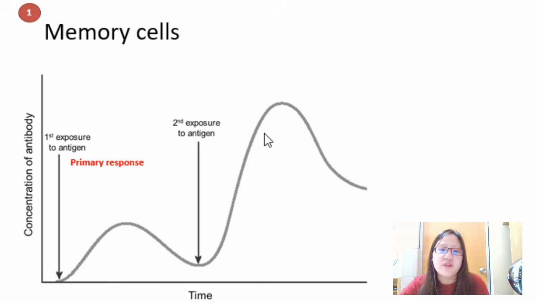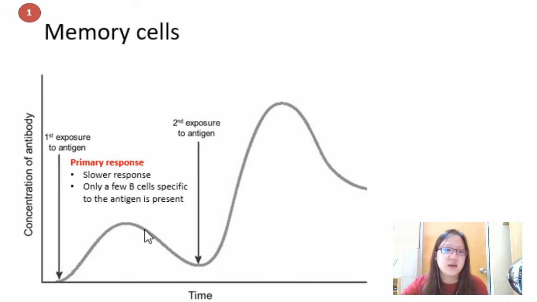Now this is a graph of what memory cells do. This is what happens during the primary response. You can see that this is a graph of concentration of antibody against time. The primary response is a slower response here. Okay, quite a less steep graph compared to this. This is because only a few B cells specific to the antigen are present, and as a result, the individual does become ill and takes some time before the individual becomes healthy again.